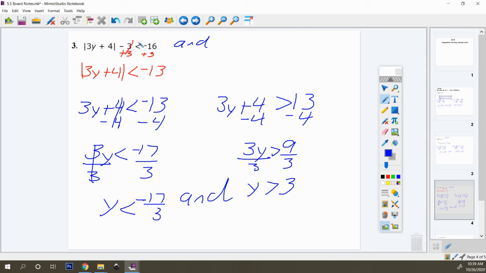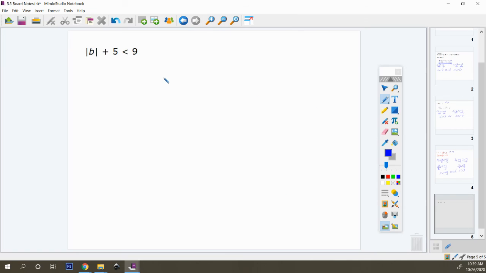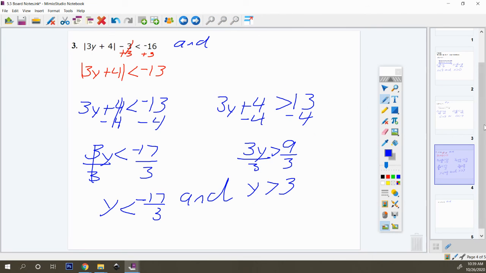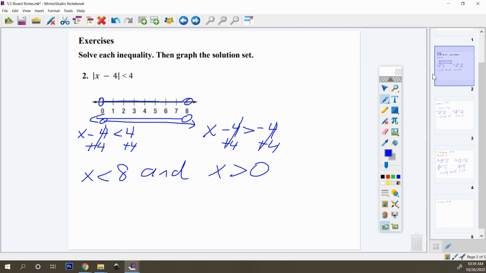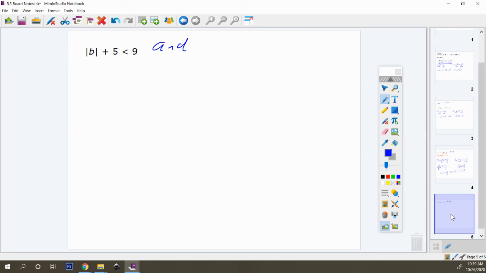So if you have anything outside the absolute value, get rid of it first. Right, one more, the same thing. It has a plus 5. It's a less than, so it's going to be an and. Less than is an and. Greater than is an or. Less than is an and.